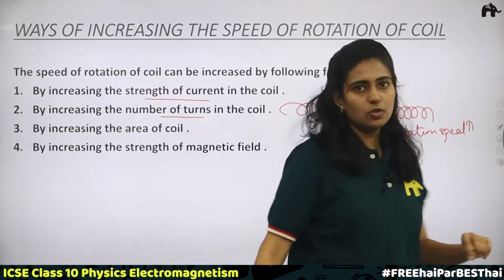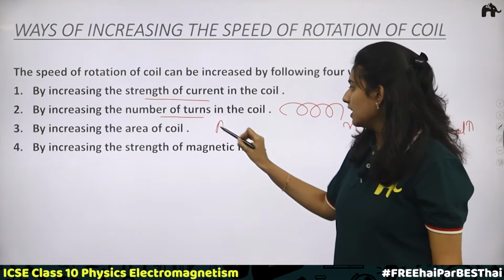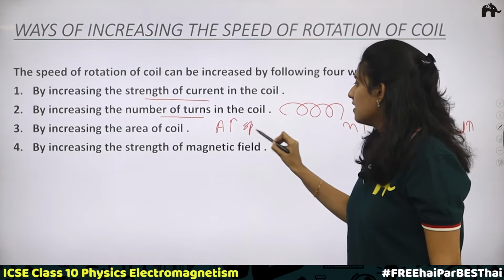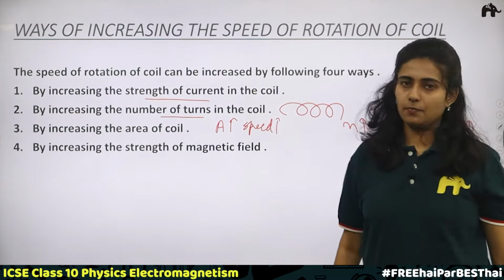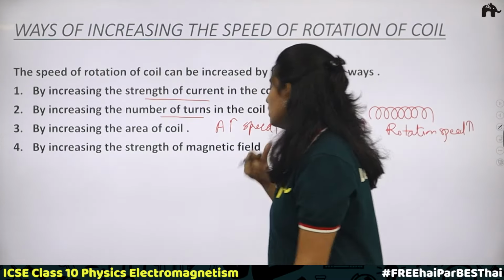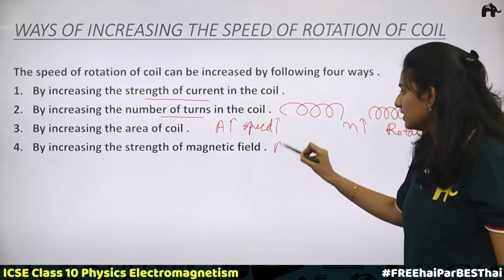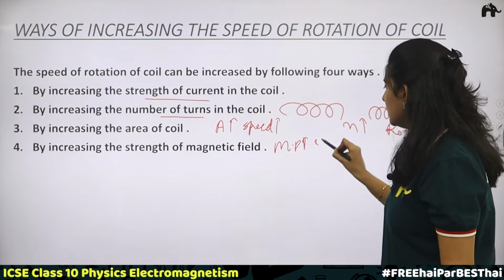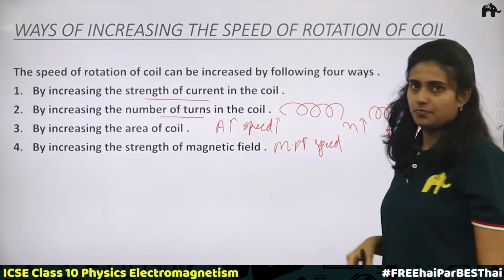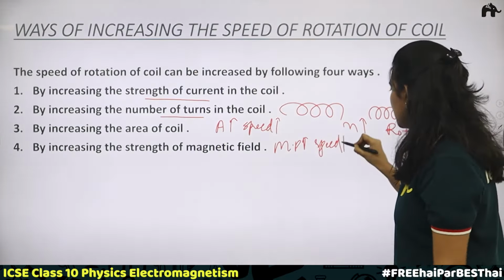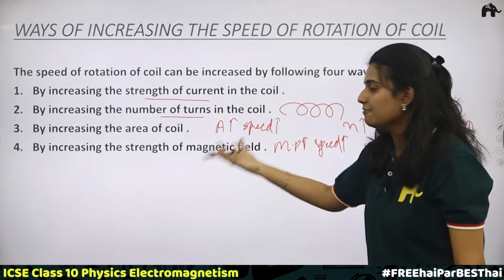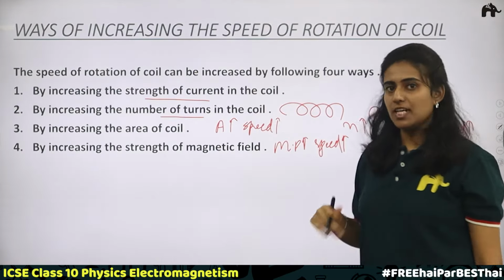Third is by increasing the area of the coil. When area increases, again the speed is going to increase. Next, by increasing the strength of the magnetic field. When magnetic field strength is increased, you can increase the speed of rotation. So we know that there are magnetic poles, then you have a coil, then you have a conductor. All these are factors on which the rotation speed depends.